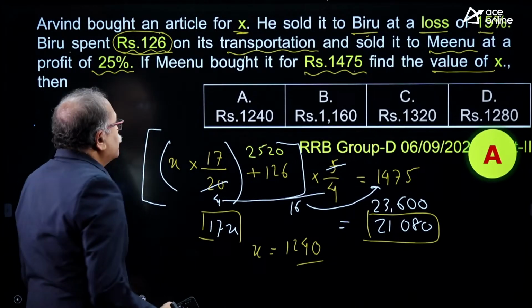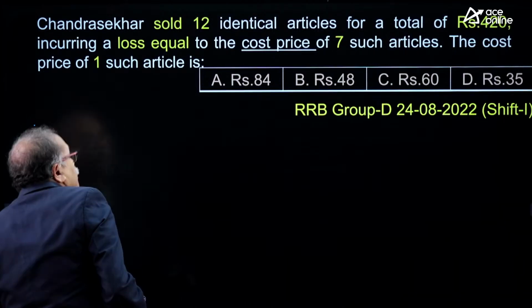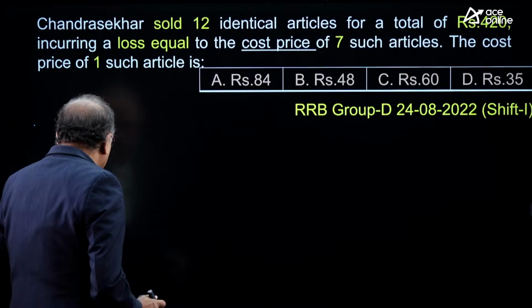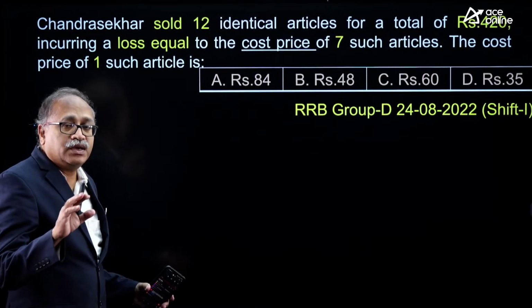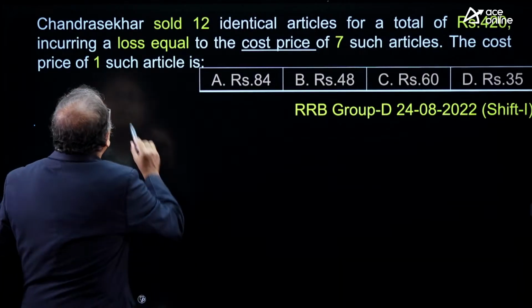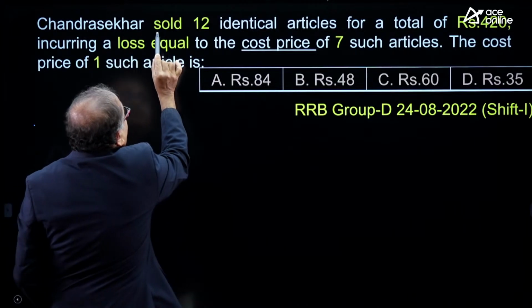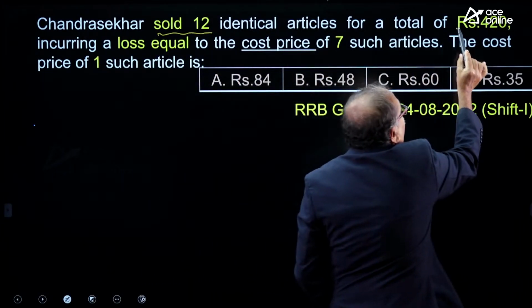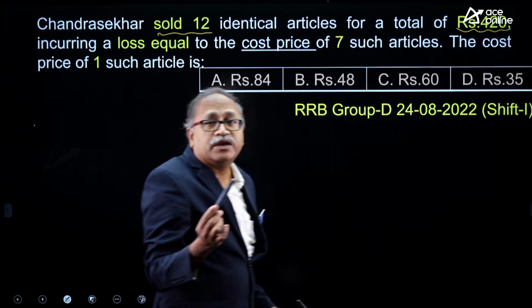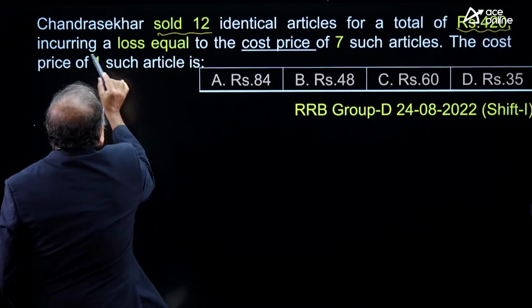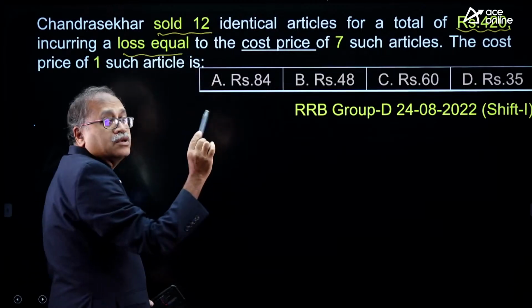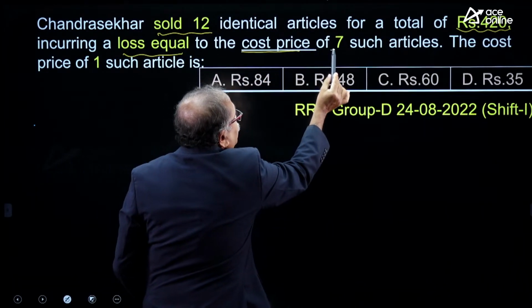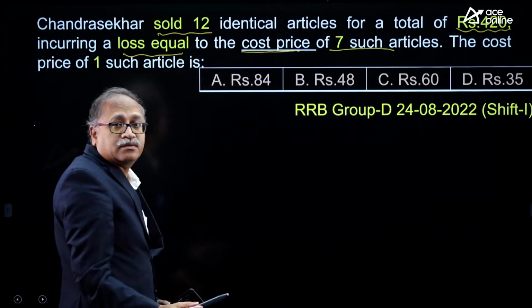And here, this one. Come on. And the best approach, I will discuss this question. Don't leave here. I will give the best approach over here. Chandrasekhar sold 12 identical articles at a total of rupees 420, incurring a loss, and the loss is equal to the cost price of 7 articles.